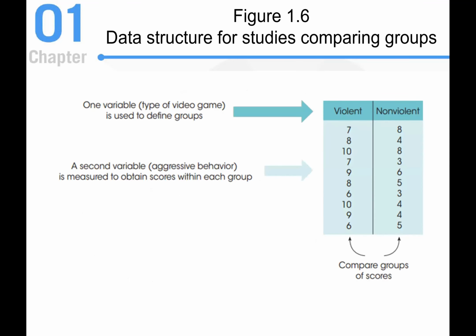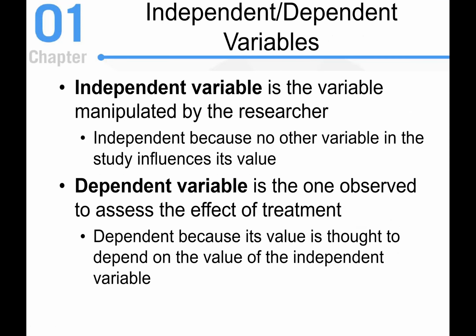So in the example, the type of video game, which is going to separate the two groups, is the independent variable, because that is the variable that the researcher manipulated. The researcher decided which boys are going to go into the violent group and which are going to go into the non-violent video game group. So that's an independent variable. It's independent because no other variable in the study influences its value.